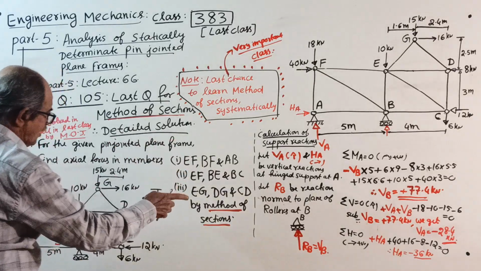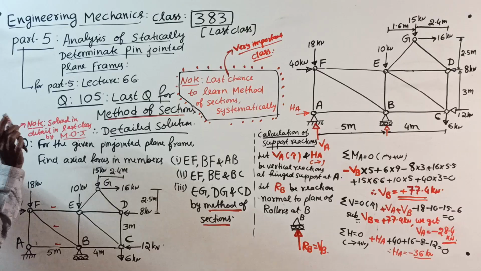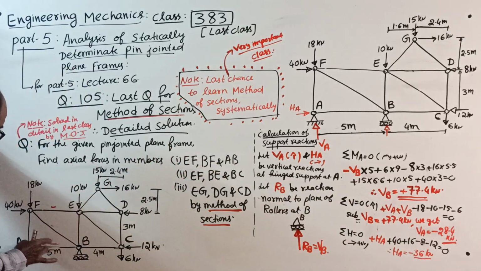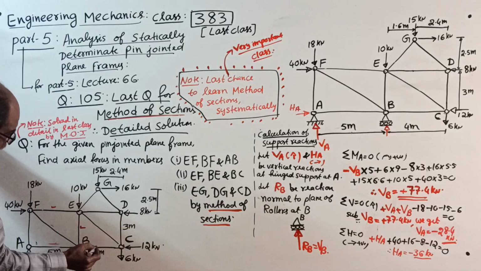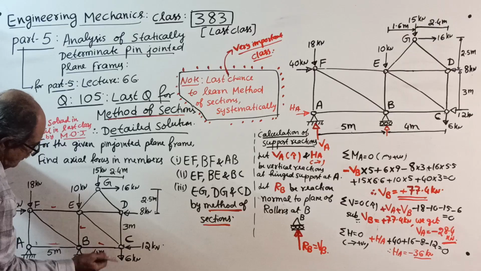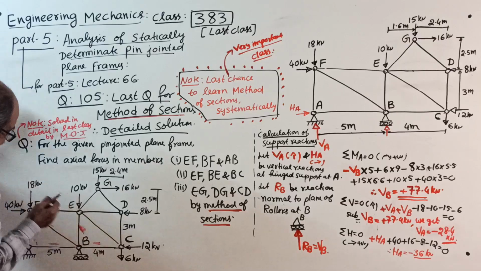Then, for that, what will we do? We will take a section here this way later. EF, BE, and BC. Next one. EF, BE, and BC. We will take a section here. Okay. Next one. This all you should observe.